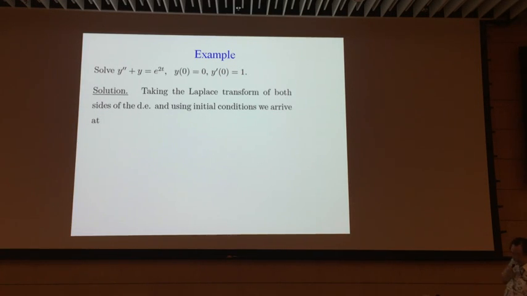So take the Laplace transform of both sides and use the initial condition. So the left side, the Laplace transform of y double prime plus y, you use linearity, right? So the first term here, the Laplace transform of y double prime, using this formula here, put the terms in.